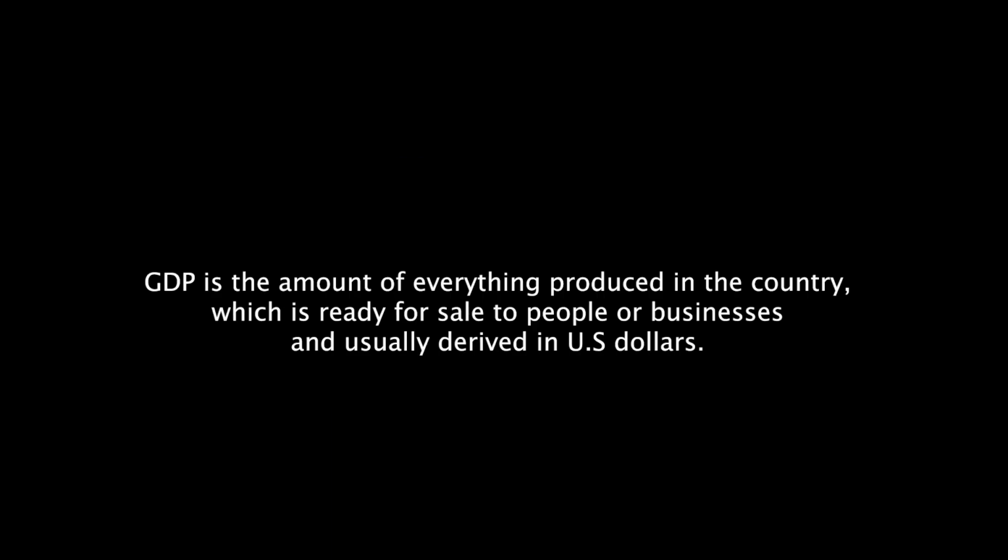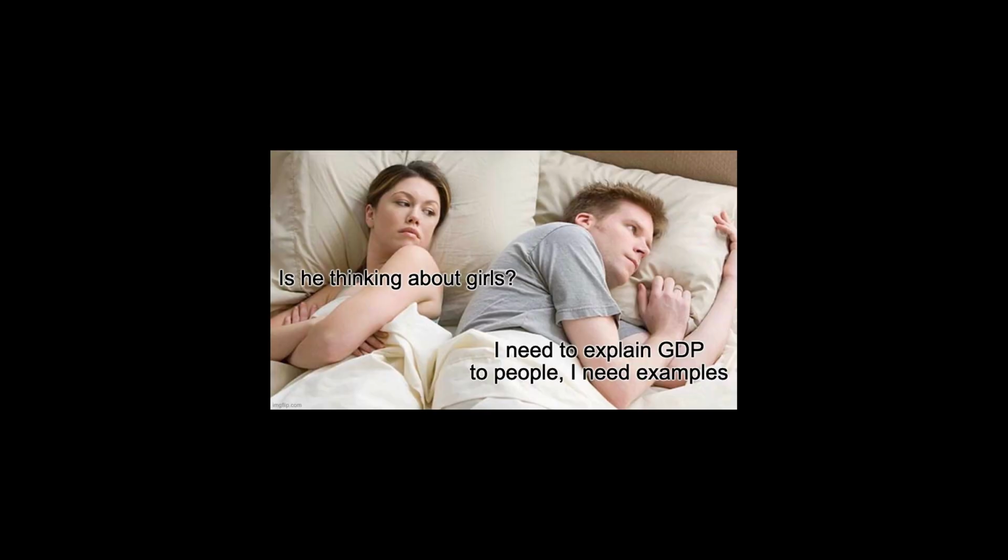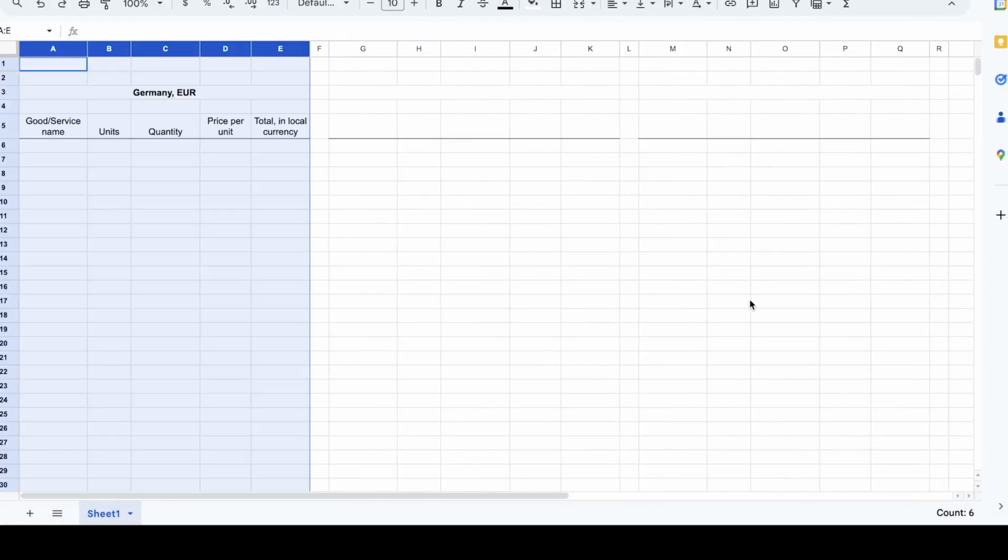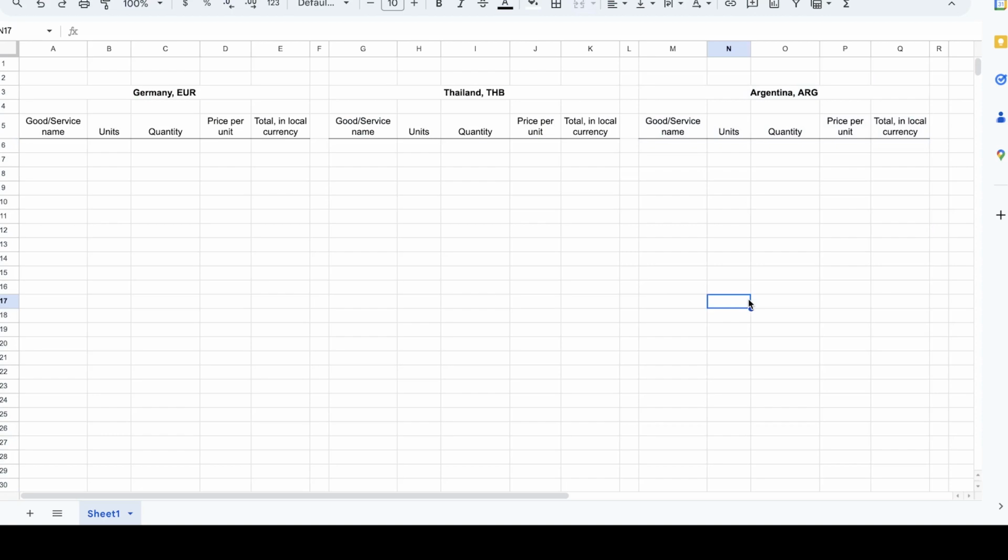GDP is the amount of everything produced in the country, which is ready for sale to people or businesses, and usually derived in US dollars. Let's take some countries for our example. Let's take Germany, Thailand, and Argentina to illustrate that.